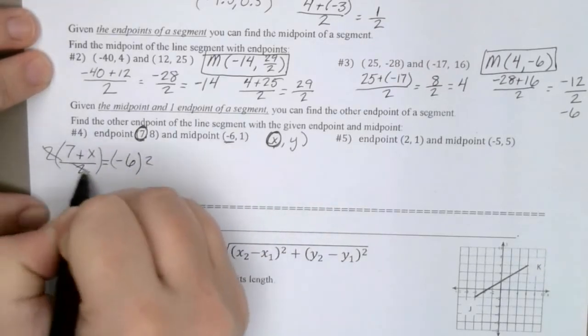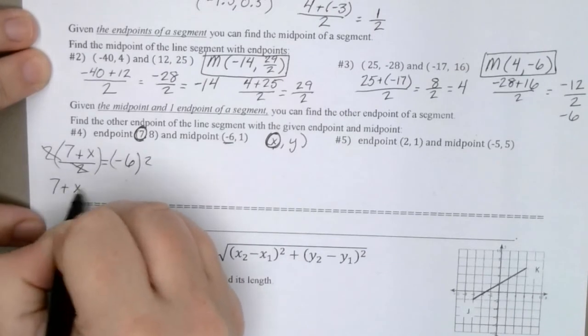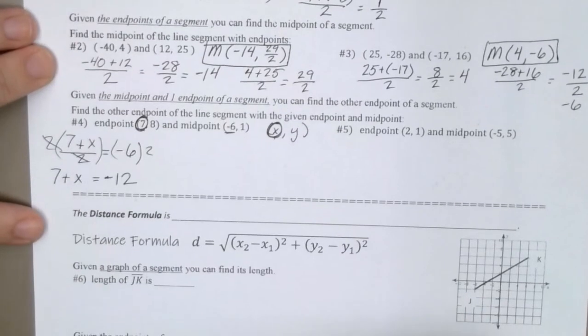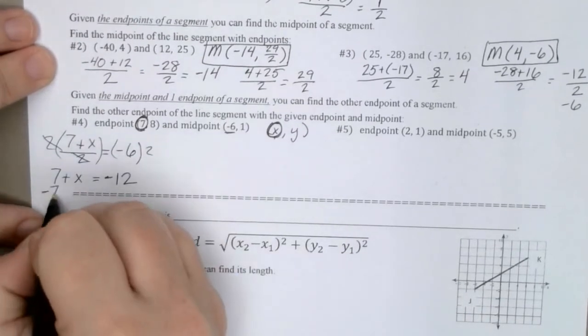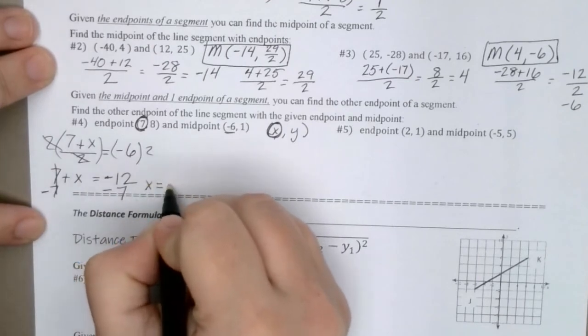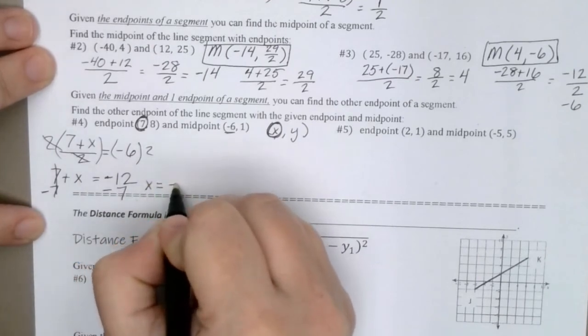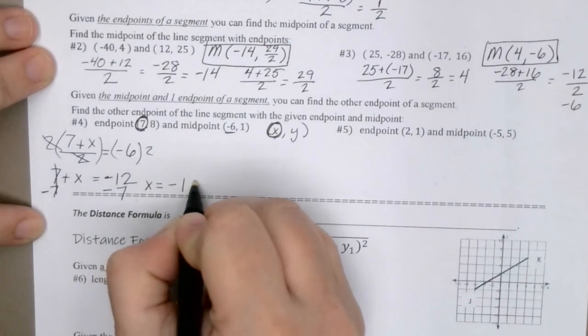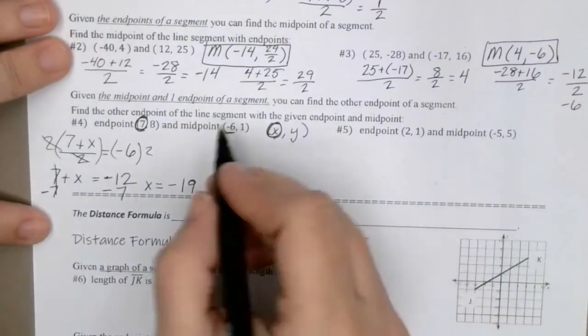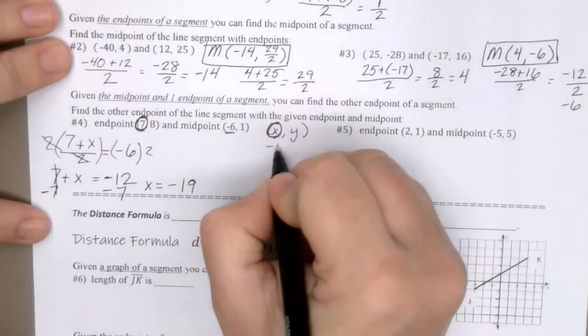That gives me 7 plus x equals negative 12. And then what would I do? Subtract 7. So what does x equal? Negative 19, because negative 12 minus 7. So the other endpoint is negative 19, comma something.